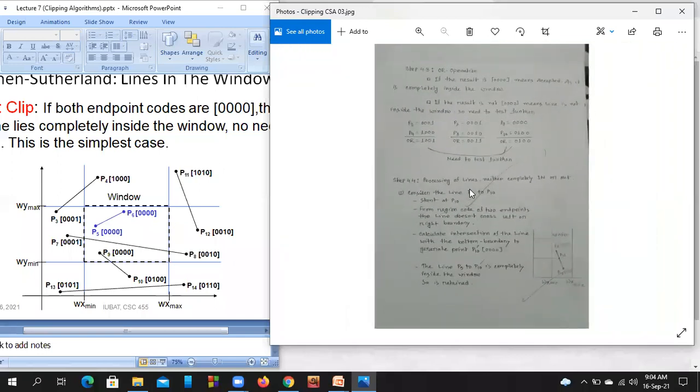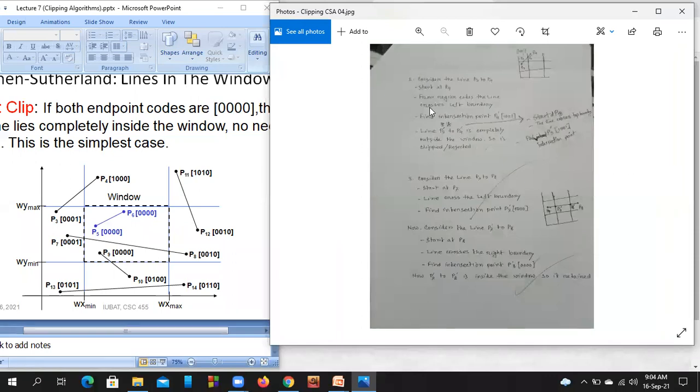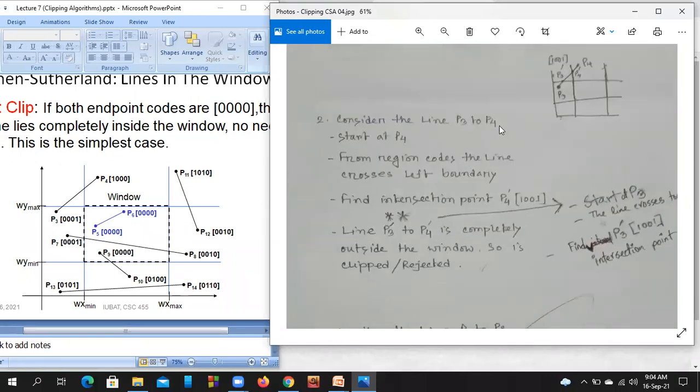And then we go for P3 P4. In P3 P4, as you can see, both of the endpoints are outside the window. So we have to start from both endpoints to check which region they cross over. Consider that we start with P3, and at the point P3 prime it touches the extended upper boundary of the window. So that is P3 prime. Now what should the region code be?